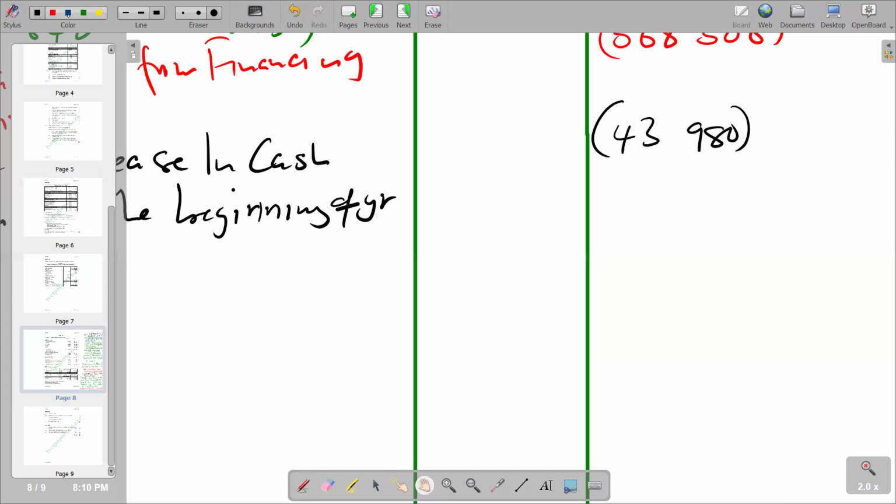Which we are supposed to add there as a positive. So we now say negative 43,980 plus 10,780. You're going to get your final answer, which is negative 33,200. So show it in brackets. So this is going to be your final figure. And here you can just underline so that you are getting your final figure.